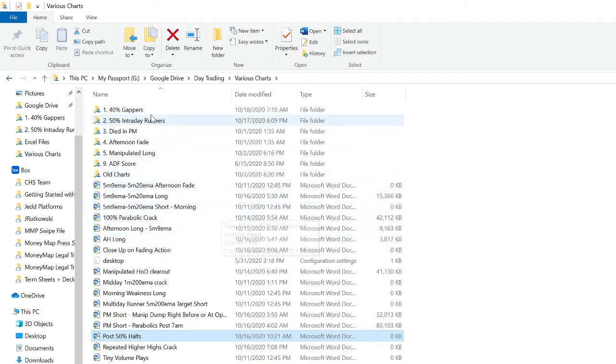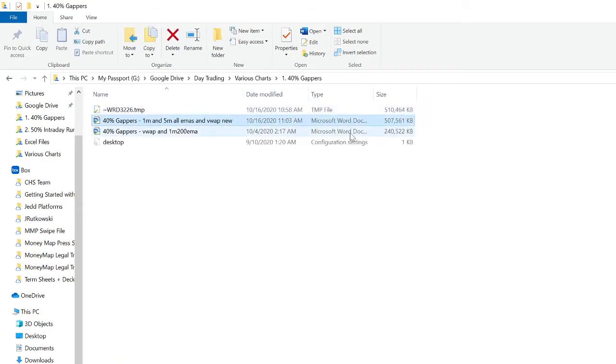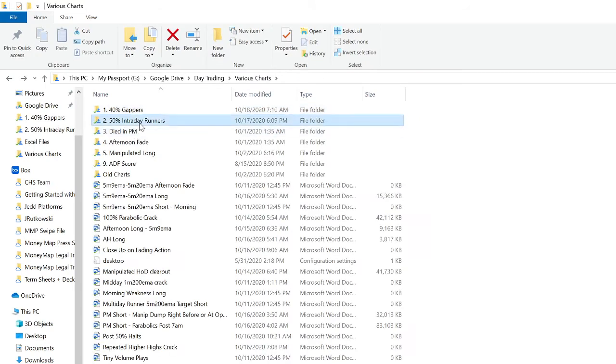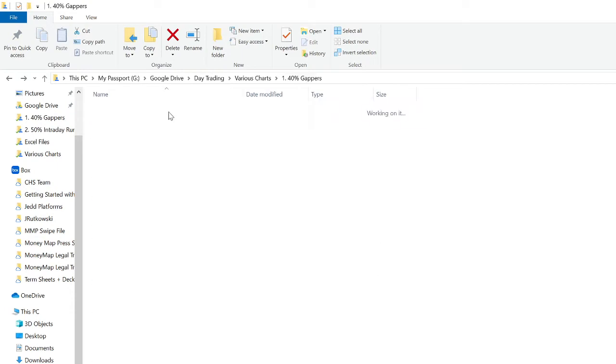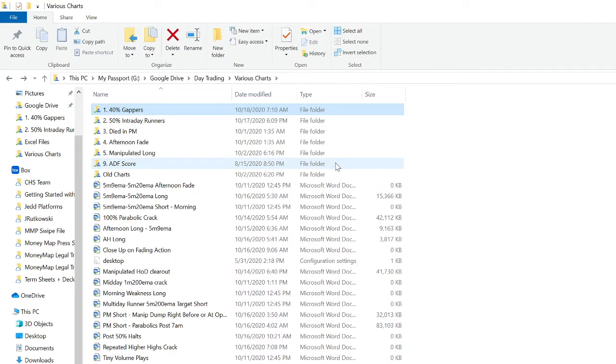But eventually, especially if you have a lot of data, here's all my charts for the pre-market runners, here's all my charts for the intraday runners, just thousands, you see 200 megabytes. My gappers is 500 megabytes. It's a ton of charts. You can start building out really, really robust setup files for very specific situations.